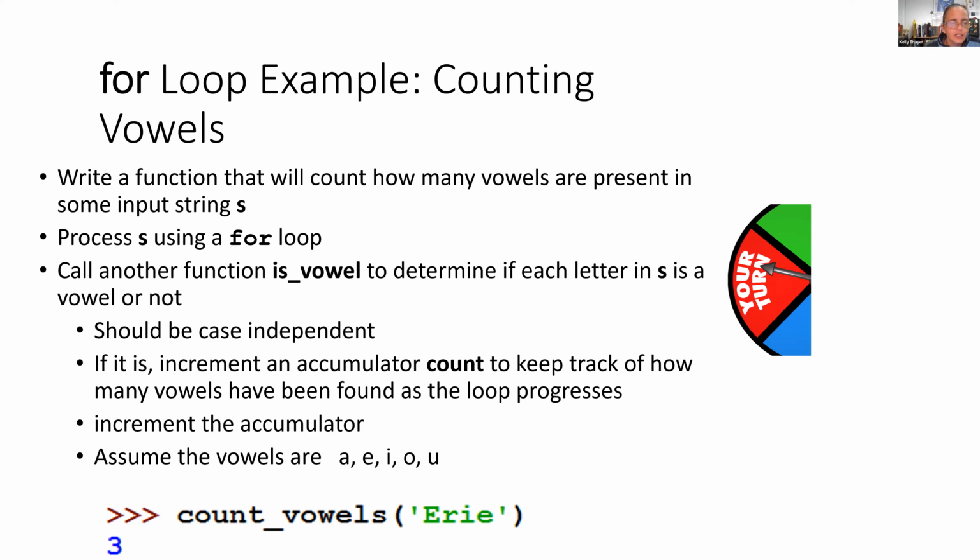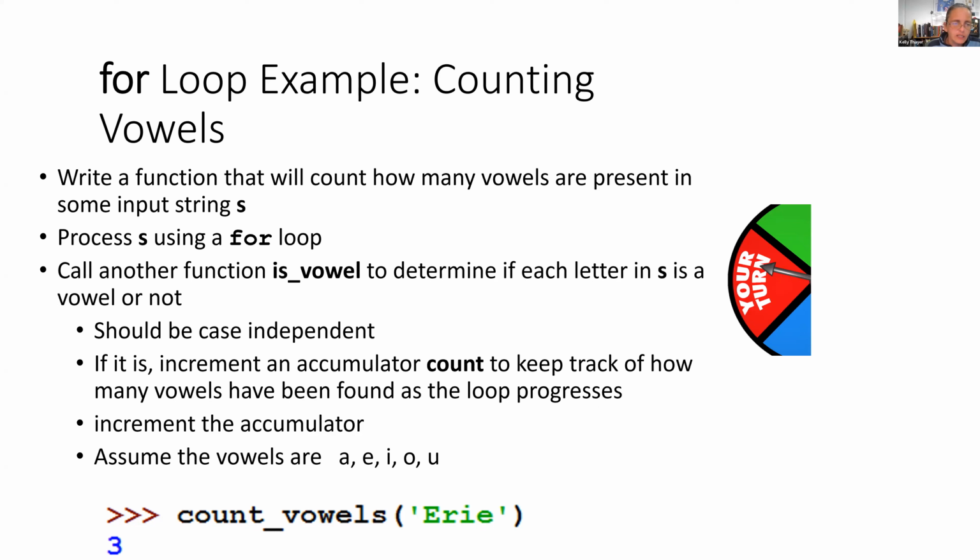We can process s using a for loop, and we're going to call another function called isVowel to determine if each letter in s is a vowel or not. So this is how we can check for whether or not it's a vowel. This suggests we should write 2 different functions. Remember that you can have a function call inside of another function, so this could involve that. It should be case independent.